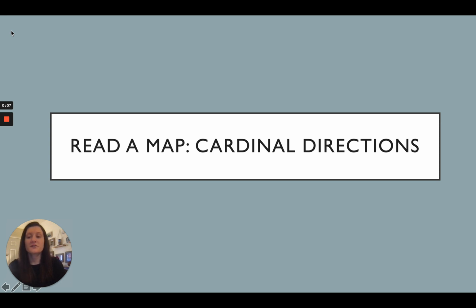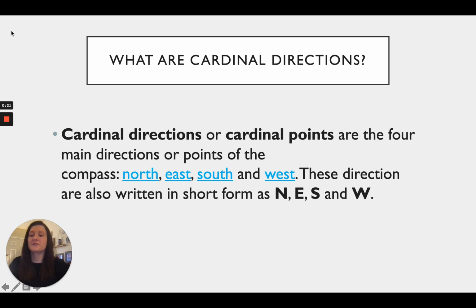Today for social studies we are going to be looking at reading a map, and specifically how to read what is called cardinal directions. First off, we have to know what exactly cardinal directions are. Cardinal directions, or you might also see cardinal points, are the four main directions or points of the compass, which are north, east, south, and west.